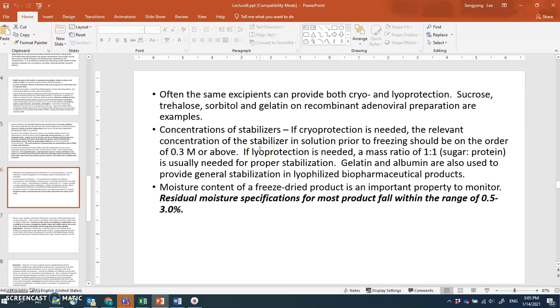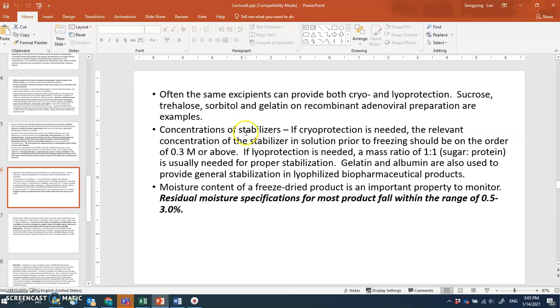Sometimes the same excipient can be used as both cryoprotectant and lyoprotectant. Sugar, trehalose, sorbitol, we talked about sugar over and over. Yes, they are both cryo and lyoprotectants. That's what it means.